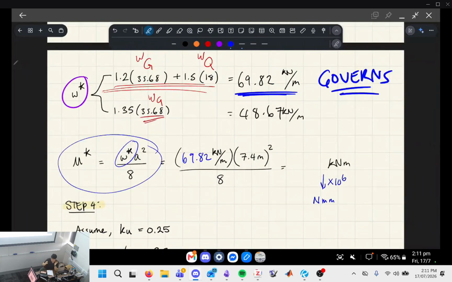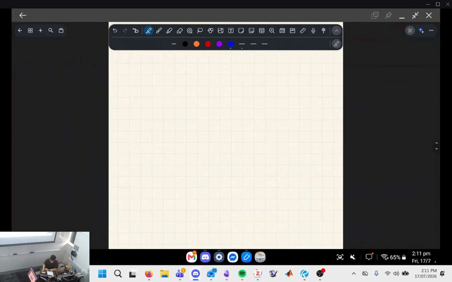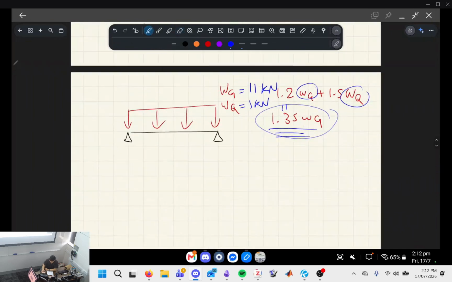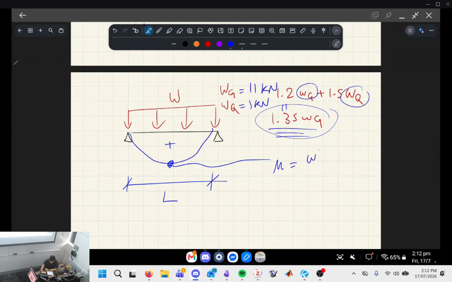What you can see here is a preset formula for a simply supported beam's maximum bending moment. Going back to this diagram, this is a simply supported beam with a uniformly distributed load. If this is L and this is W, to find the maximum moment, M is equal to WL squared on 8. That is a preset formula, and you can work it out yourself with static analysis methods.